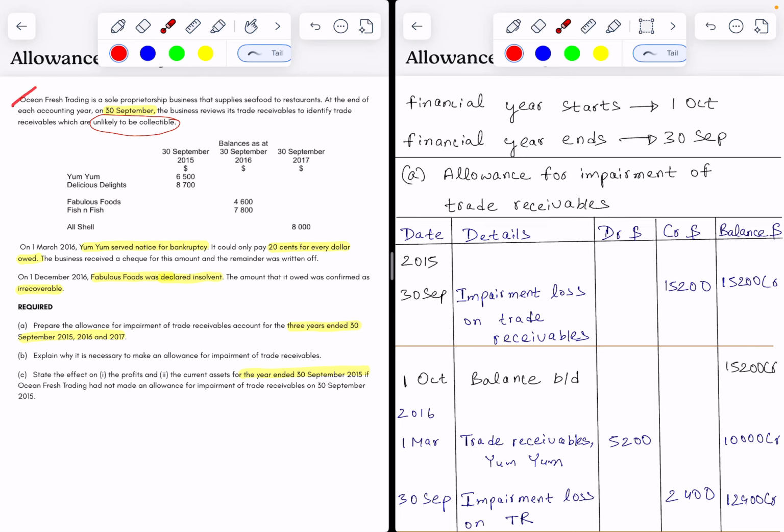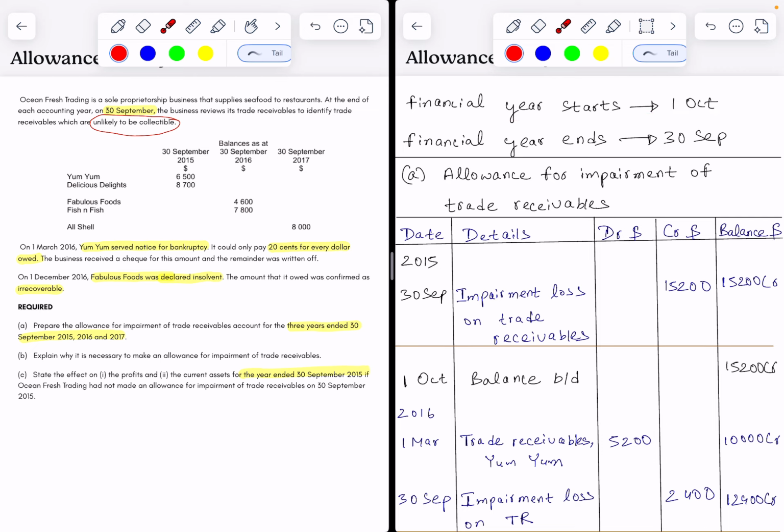Ocean Fresh Trading is a sole proprietorship business that supplies seafood to restaurants. At the end of each accounting year on 30 September, the business reviews its trade receivables to identify trade receivables which are unlikely to be collectible. So based on the first paragraph, we understand that we are working with a business where the financial year starts on 1 October of a given year and ends on 30 September of the following or next year.